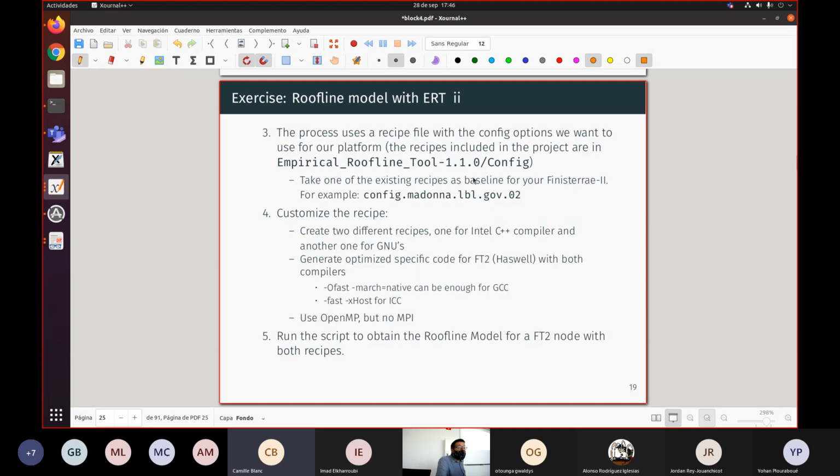You should provide a config file, and you have this config file included among the recipes that come with the tool, and you should customize it with the instructions I'm providing here and execute the tool. Okay, well, rest now for 10 minutes, and after coming back, try this and let me know your doubts.